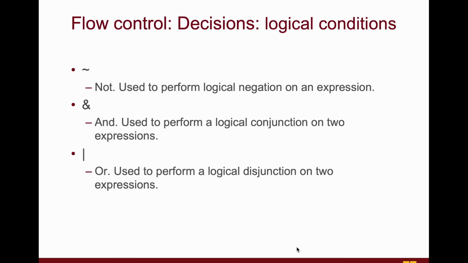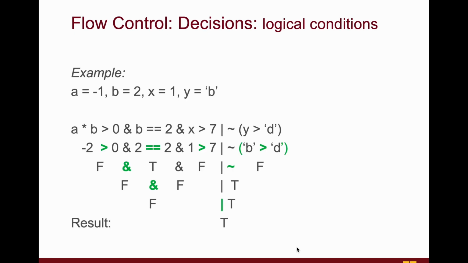So in these decision statements, we always use logical conditions. The first, most widely used logical condition is not, which is used to perform logical negation on an expression. And another one is and, which is used to perform a logical conjunction on two expressions. Or is used to perform a logical disjunction on two expressions.